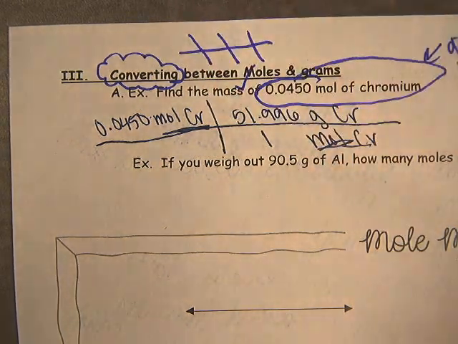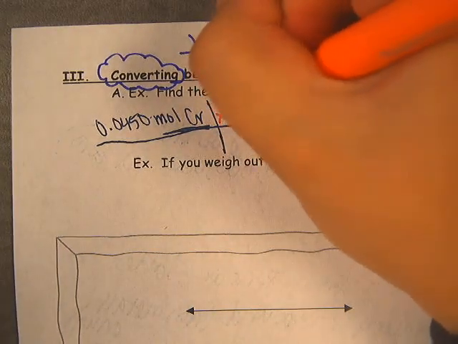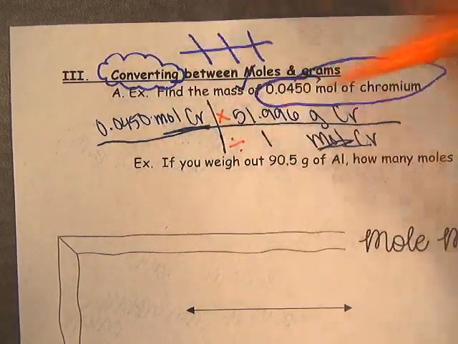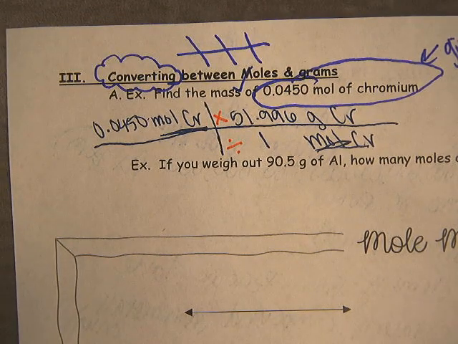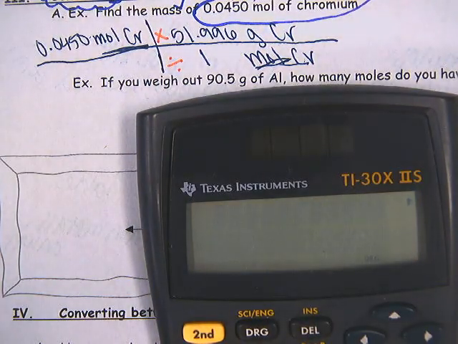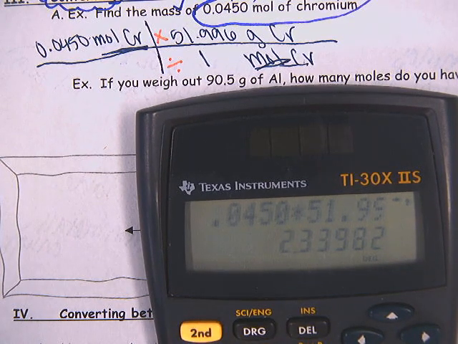51.996. And then just like every other time that we solve these problems, remember we're multiplying everything on top and then you divide everything on bottom. So when you plug this into your calculator, you're typing in 0.0450 times 51.996. And then you'd technically divide by 1, but again, that doesn't change your answer, so you really don't need to type it in. And then I get this number right here.